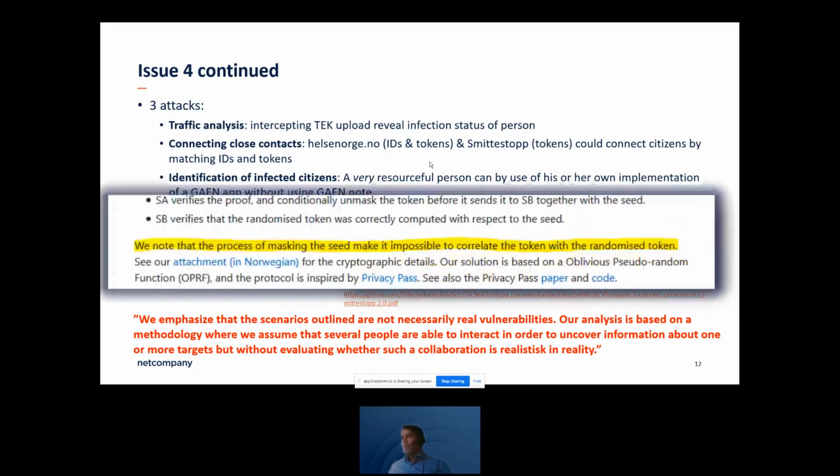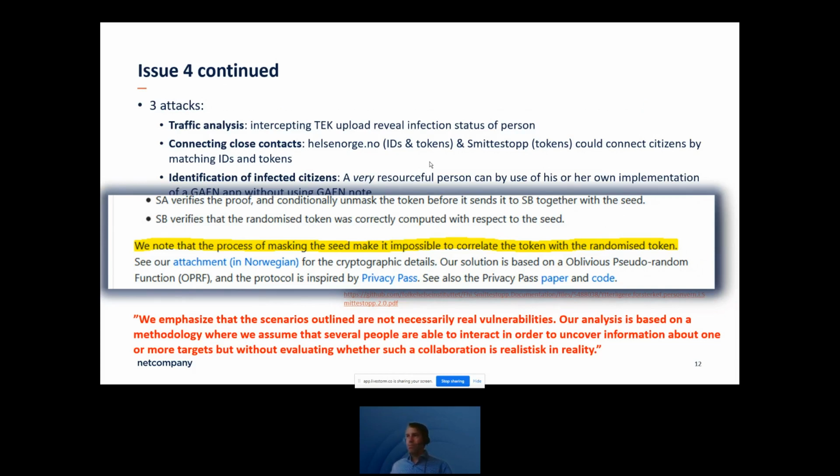So in the wiki, the wiki I posted an address to earlier, it is written, we note that the process of masking the seed makes it impossible to correlate the token, the one that we call AT, with the randomized token, which is the anonymous token. So this is essentially the essence of what this contribution gives us.